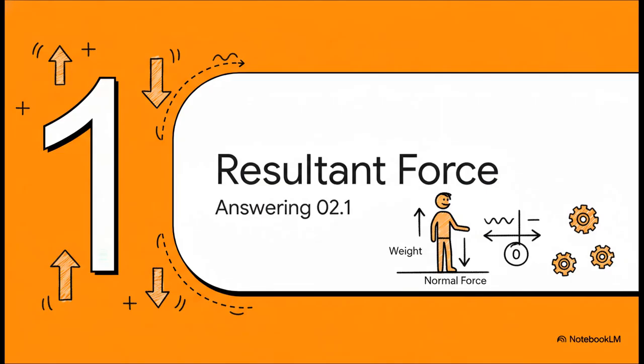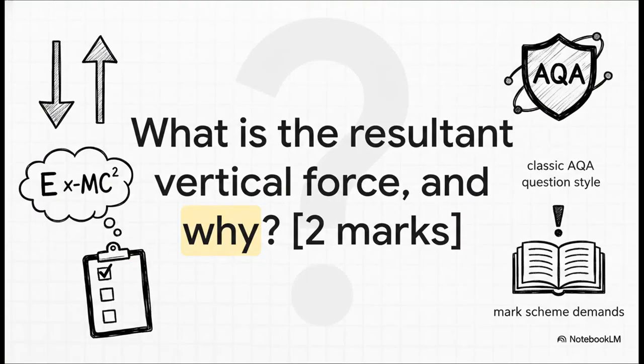All right, first up, we've got a 2-mark question. It's all about the forces at play on the child when they are standing perfectly still. So, take a look at the question. See how it's asking for two things? First, a value, and then a reason.